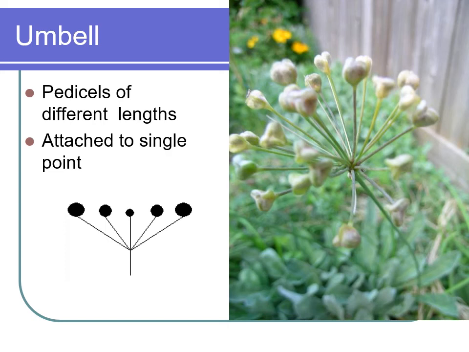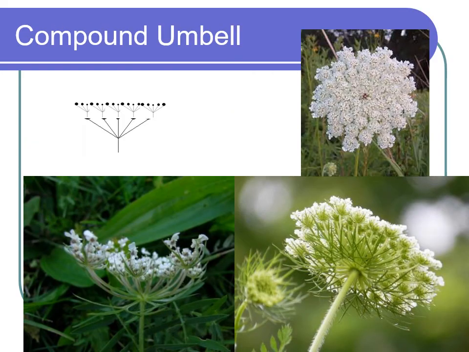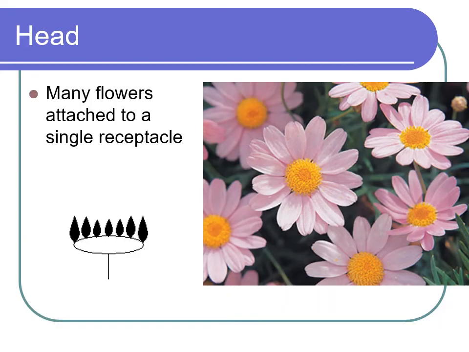Umbel, things like dill, where the inflorescence all meet to a single point, a central point, is umbel. Think of umbel as short for umbrella. That will help you remember. Compound umbel, so like many umbrellas. Queen Anne's lace here is a classic example of compound umbel. You can see underneath we've got branching and then subsequent more branching into more flowers. Then there's head, so many flowers attached to a single receptacle. That's a classic head style.